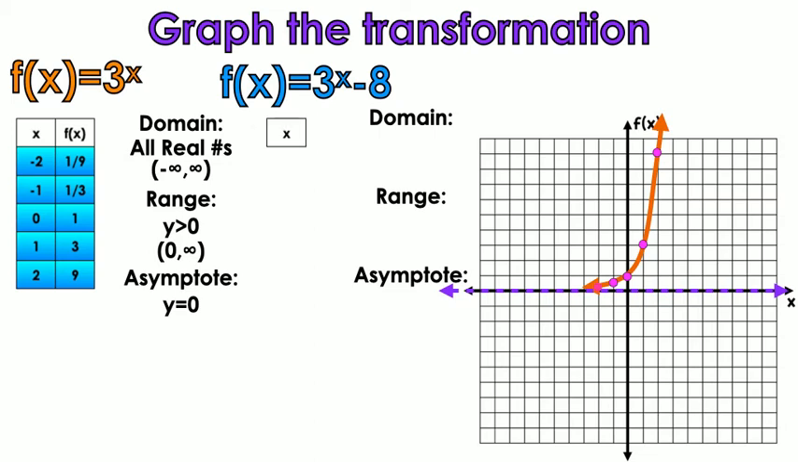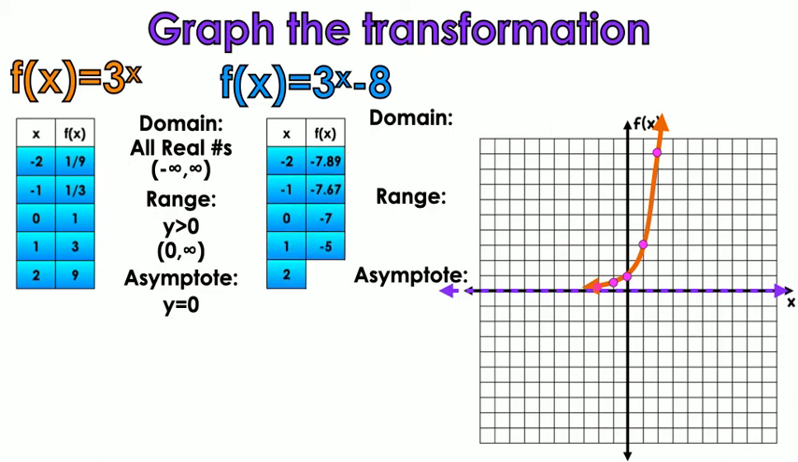So my table should reflect that. Notice all my y values, I basically subtracted 8 from all my y values on the table, okay? But if you don't like tables, you could just focus on the points on the graph. Each point on the graph is going to move down 8 spaces. Watch. 8 spaces down, 8 spaces down, 8 spaces down. Swoop.